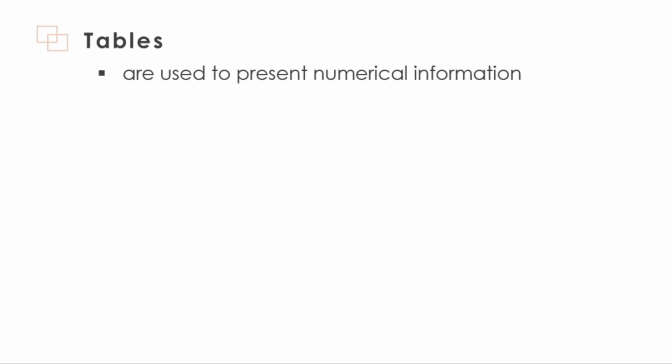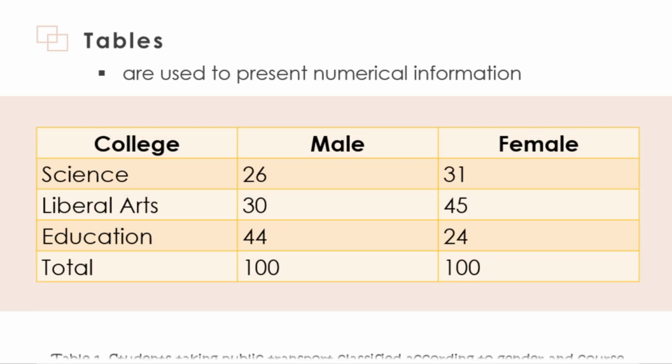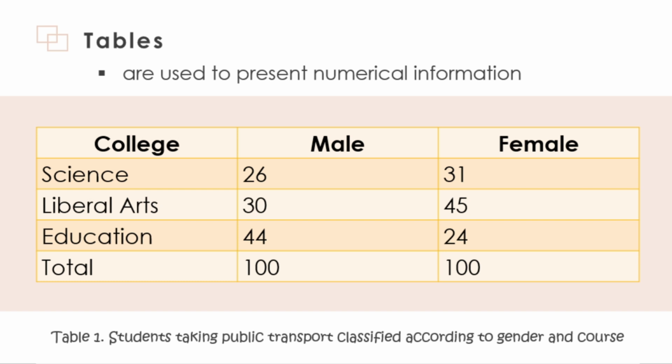Tables. Tables are used to present numerical information. Tables are used for summary purposes. A table can help you list points and explain them in brief, which helps the reader go through everything in a brief summary. You should also number your tables for easy reference in your work. Like here in this example, we have the different colleges and the number of male and female. So this table is about students taking public transport classified according to gender and course.